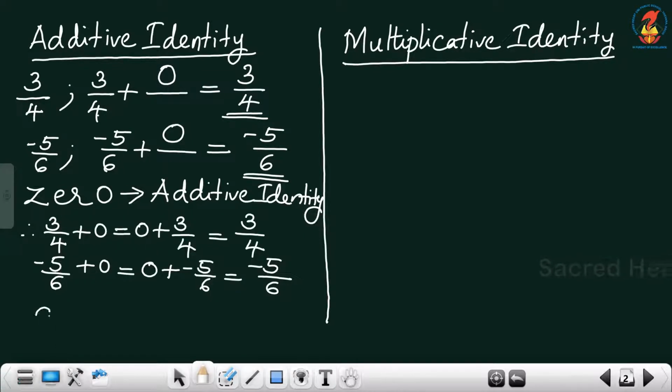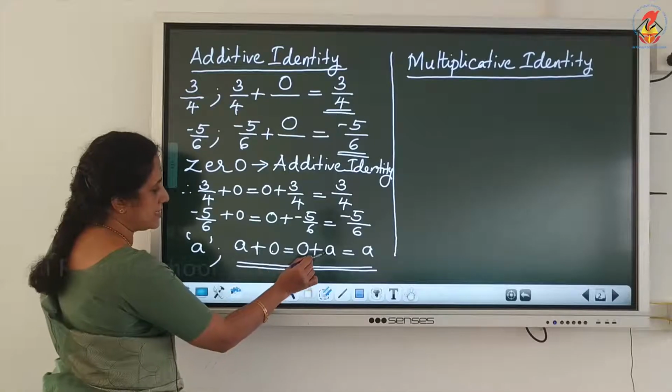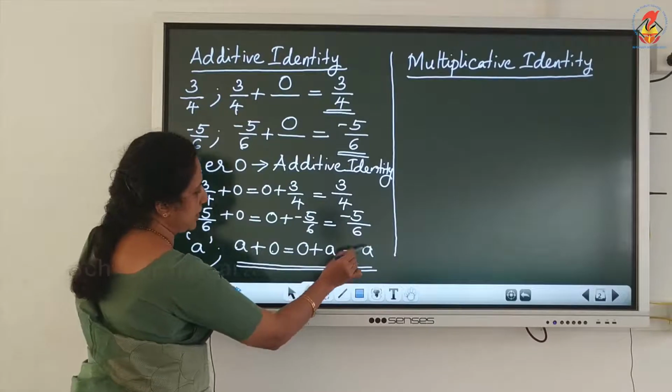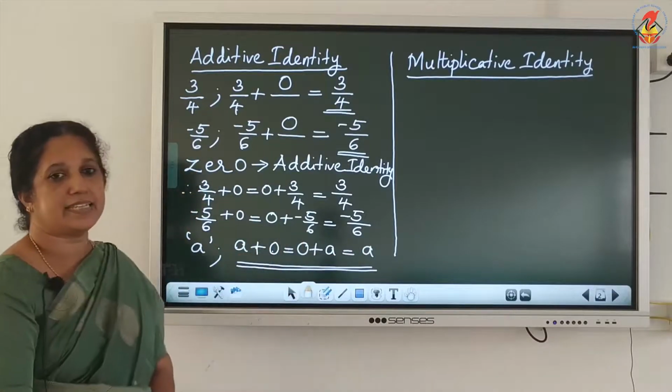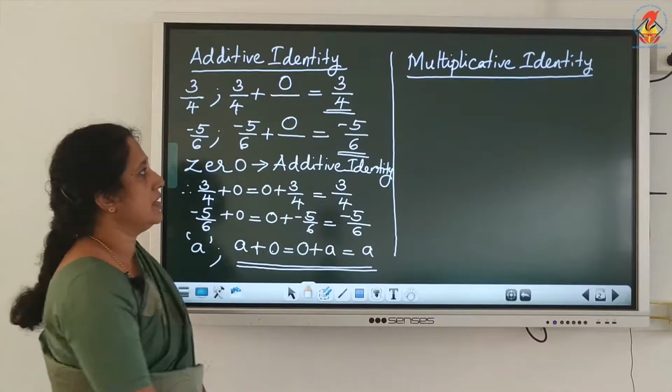In general, if you take a rational number as a, then a plus 0 is equal to 0 plus a is equal to a itself. So, which is the additive identity? 0 is the additive identity.